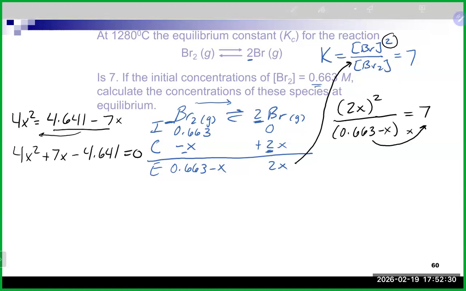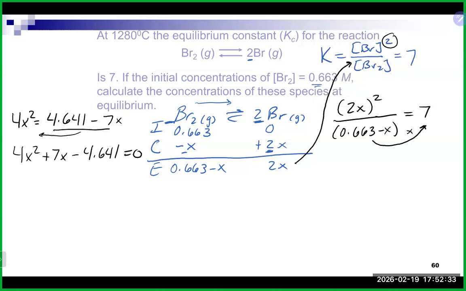Any questions so far? That is my quadratic equation there. That is my A, B, and C. By the way, the C keeps the negative when you go into the quadratic. So going into our quadratic formula, x is equal to minus b plus or minus the square root of b squared minus 4ac, divided by 2a.